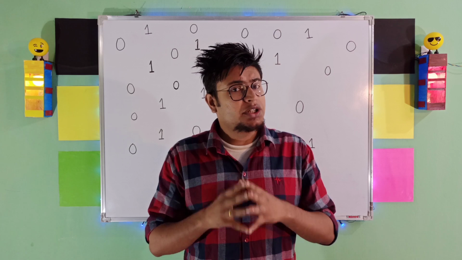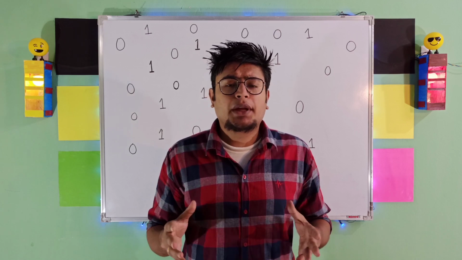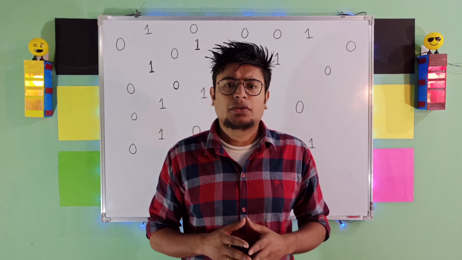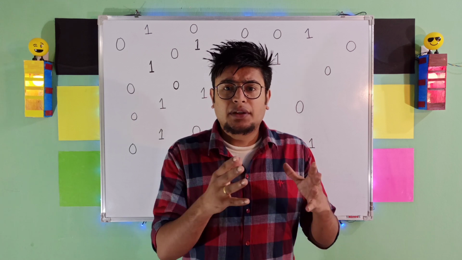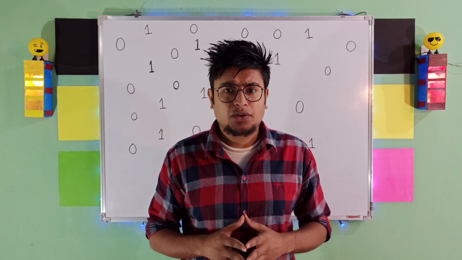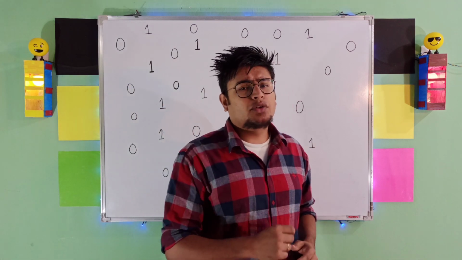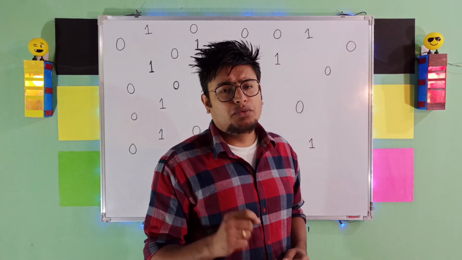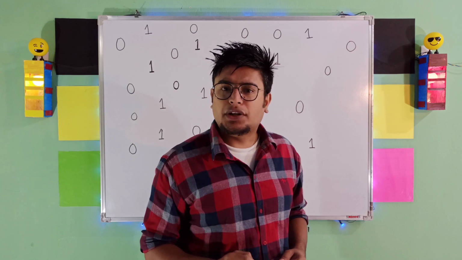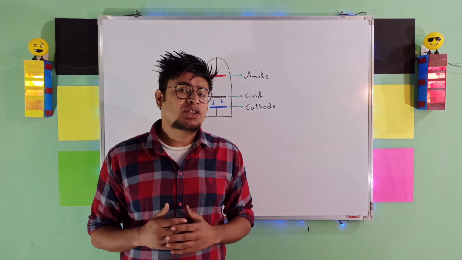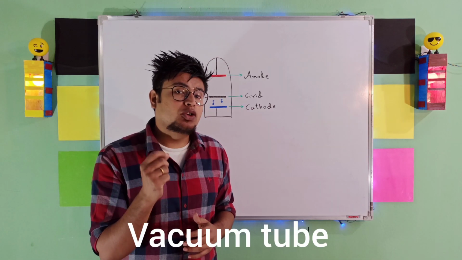Well, the question is, what led us to make use of these ones and zeros such that we have the best inventions in today's date owing to these binary numbers? In order to understand this particular concept of ones and zeros, we need to understand a little bit of history. The first ones and zeros were calculated using a vacuum tube.